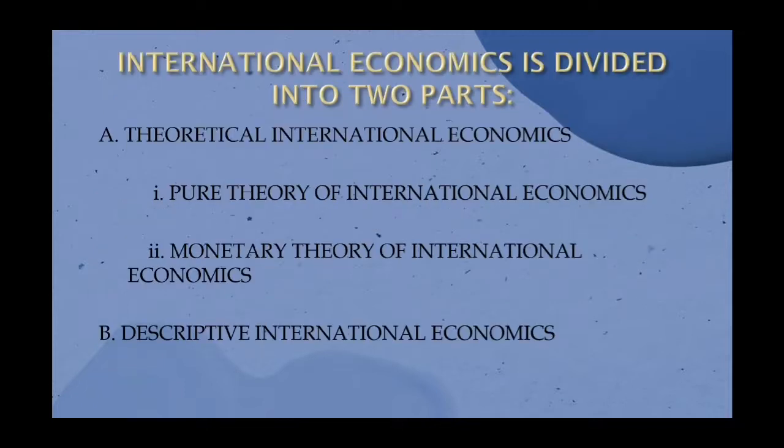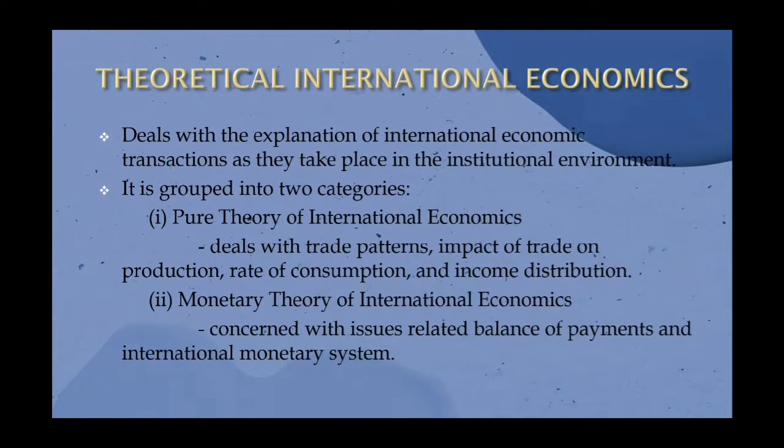International economics is divided into two parts, namely theoretical and descriptive. Theoretical international economics deals with the explanation of international economic transactions as they take place in the institutional environment. It tries to explain economic phenomena, to interpret why and how the economy behaves and what is the best solution, how to influence or to solve these economic phenomena. Theoretical international economics is further grouped into two categories: pure theory of international economics and monetary theory of international economics.